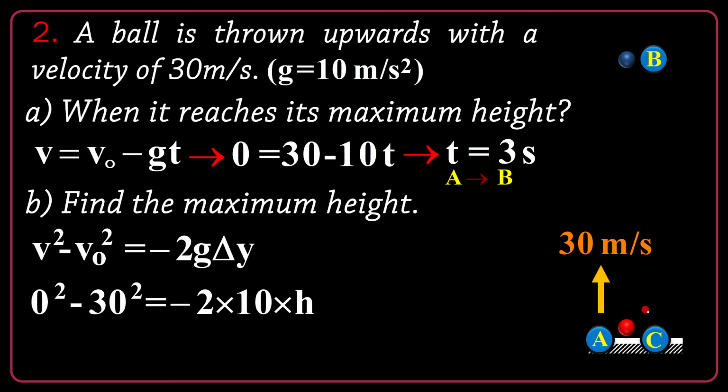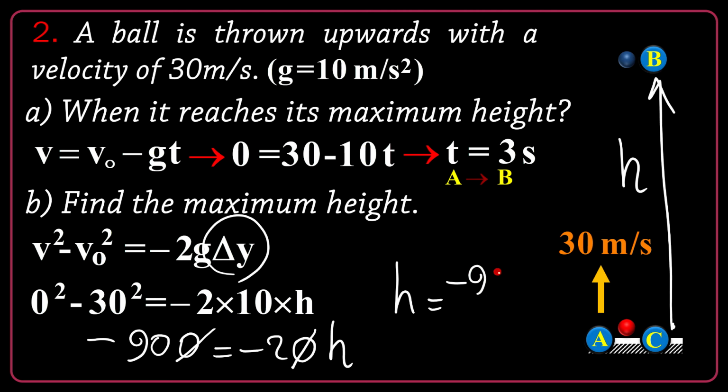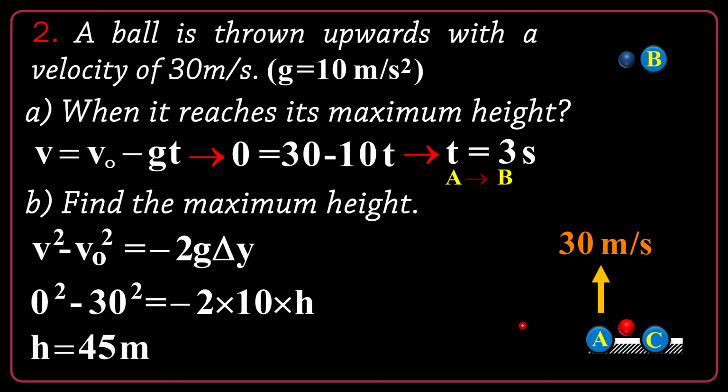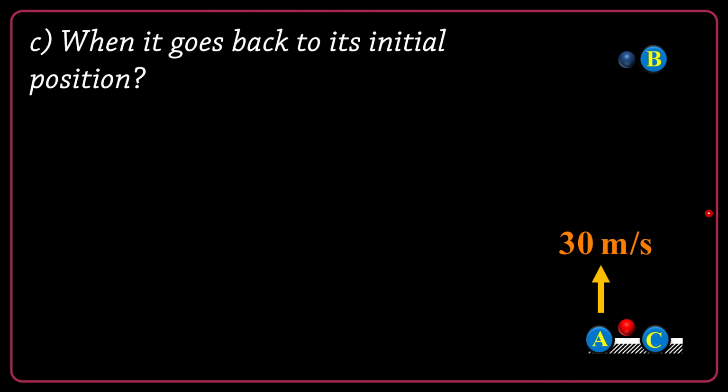If you don't mind, let's call A to B to be h. It's the height, the maximum height. It's just another notation for delta y. Okay, negative 900 is here and negative 20 is here times h. Forget about the 0 here, so h will be negative 900 divided by negative 20, so it's 45. So finally I will find the total displacement from A to B, or the maximum height h, to be 45 meters.